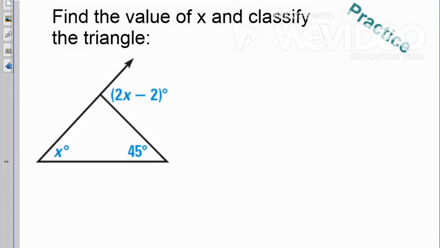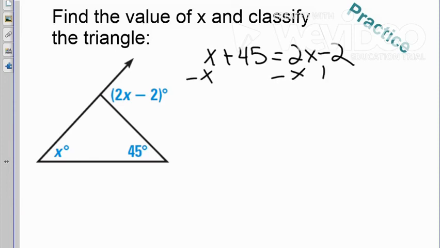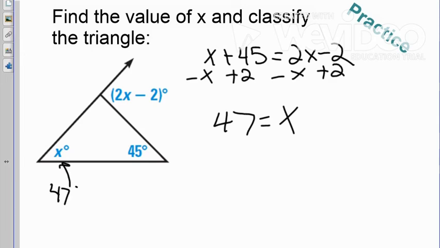So let's practice. Again, this is the same. So we have 2 interiors that are non-adjacent to that exterior. So we could do x plus 45 equals 2x minus 2. So we can solve for x. So I'm going to subtract an x from both sides, add 2. So I get 47 is equal to x. So that would mean I have this angle here where x is going to be 47 degrees.